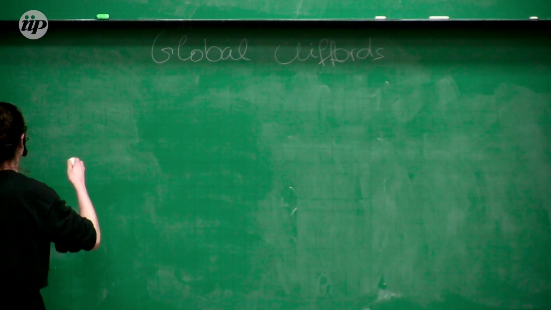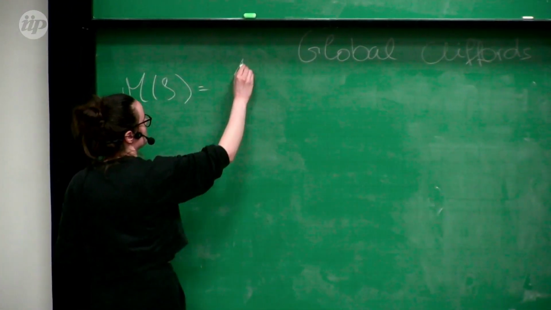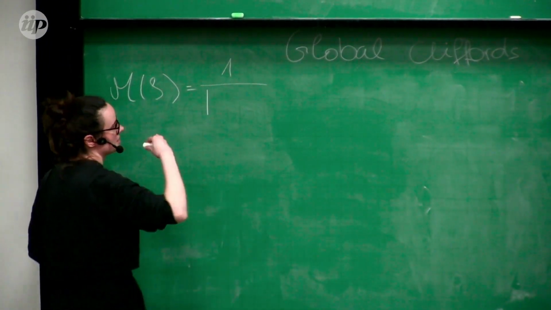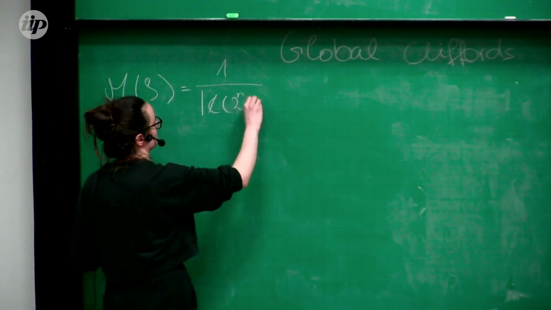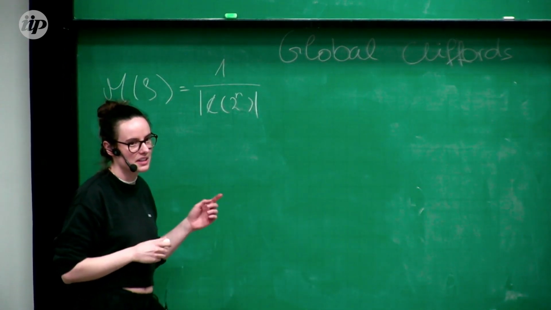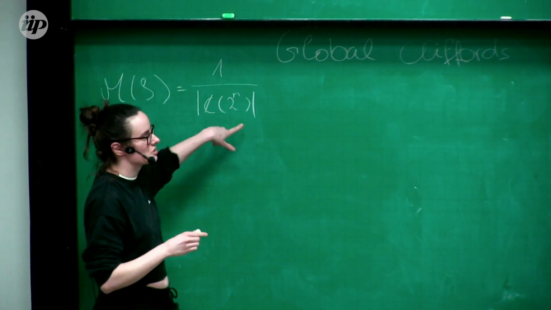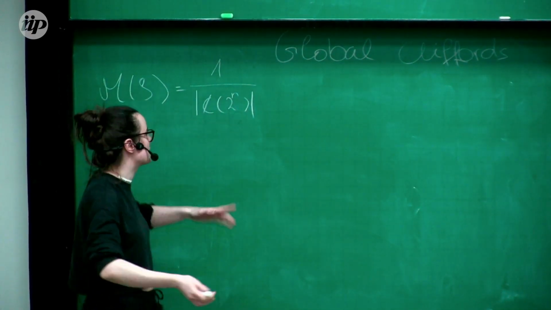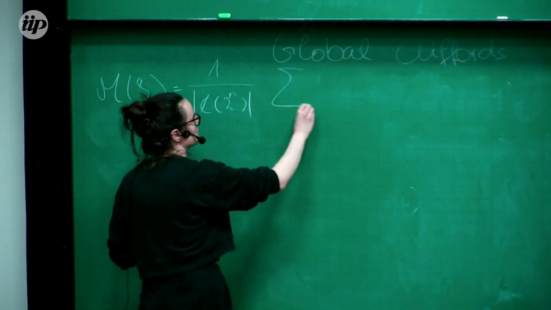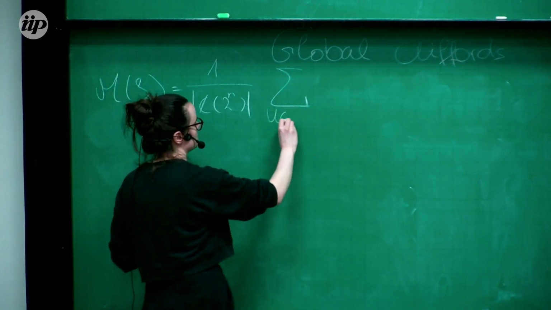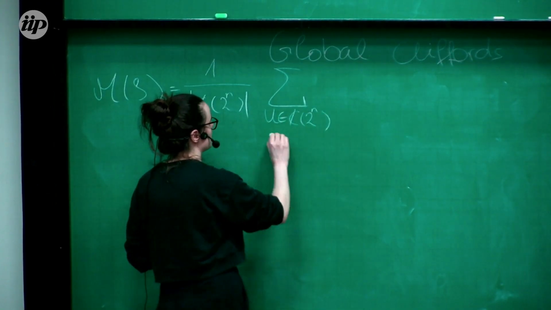I will just copy the equation here. M of rho is the same as 1 over how many Clifford unitaries there are in our Clifford group. I actually don't know that number. I think it's double exponential or something, but you will see in the end we don't care what this number is. We just care that it is the cardinality of our set of global Clifford measurements. And then we sum over the unitaries in my global Clifford measurements.